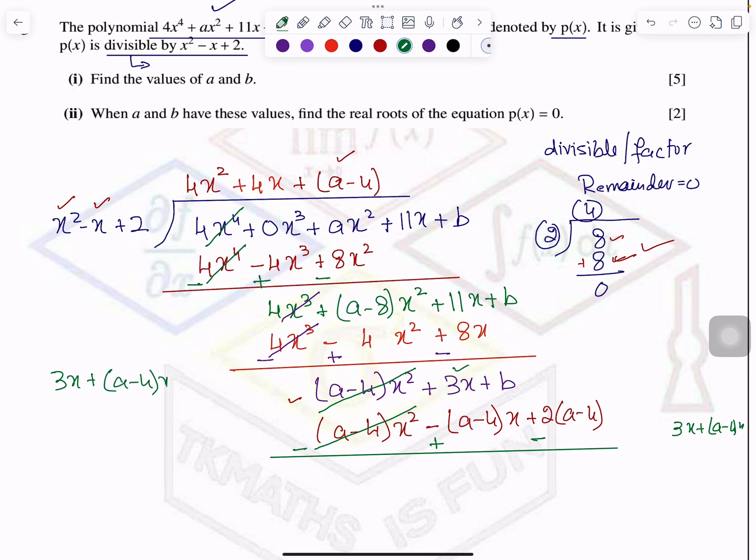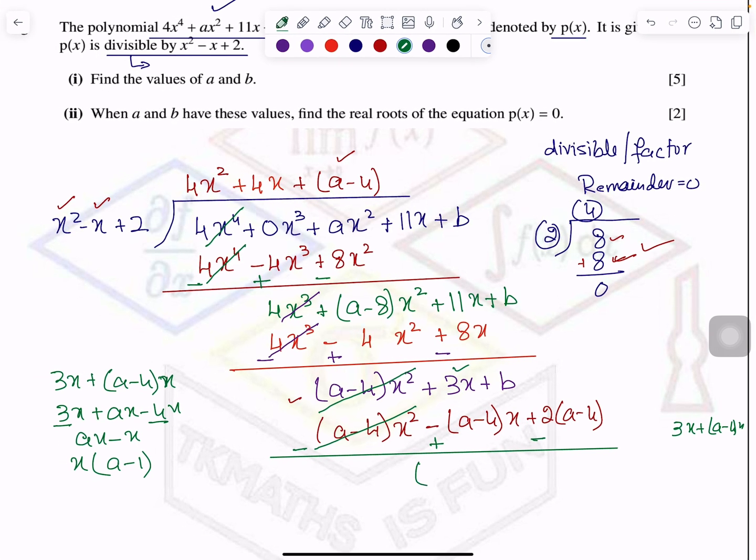Okay, these terms I'm talking about. Vertically, mentally, if you can do it, well and good. Otherwise, if you're confused, you can write it like this. So it will become 3x plus ax minus 4x. So what is it equal to? Ax minus x, which is x, because 3 minus 4 is minus 1, right? So it is a minus 1 x.